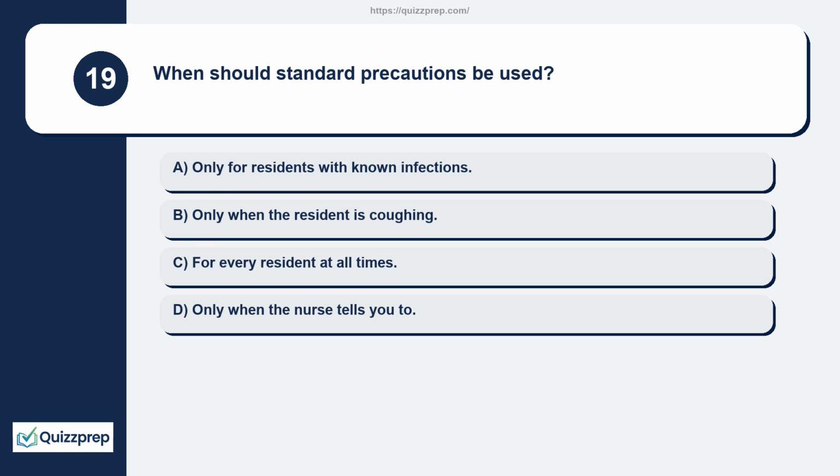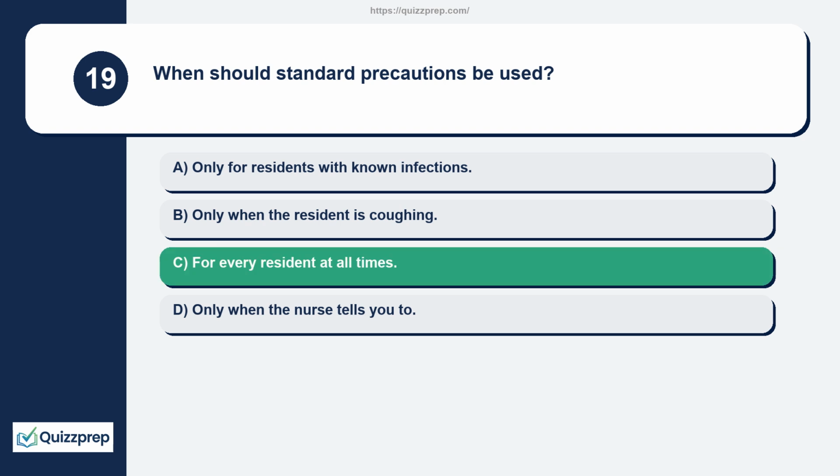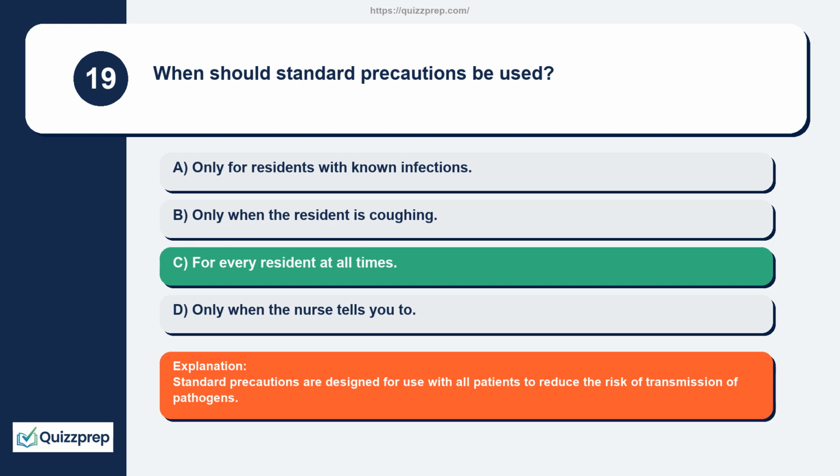Question 19. When should standard precautions be used? Only for residents with known infections. Only when the resident is coughing. For every resident at all times. Only when the nurse tells you to. Standard precautions are designed for use with all patients to reduce the risk of transmission of pathogens.